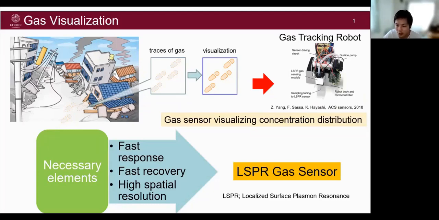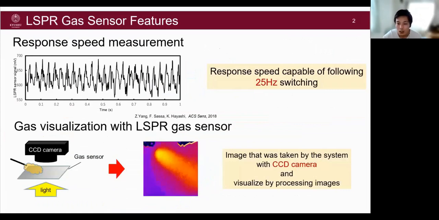Sensors for gas visualization have important elements. These are fast response and recovery and high spatial resolution. The gas sensor that can be said to satisfy these factors is the LSPR gas sensor. The LSPR gas sensor used in this project has several features.